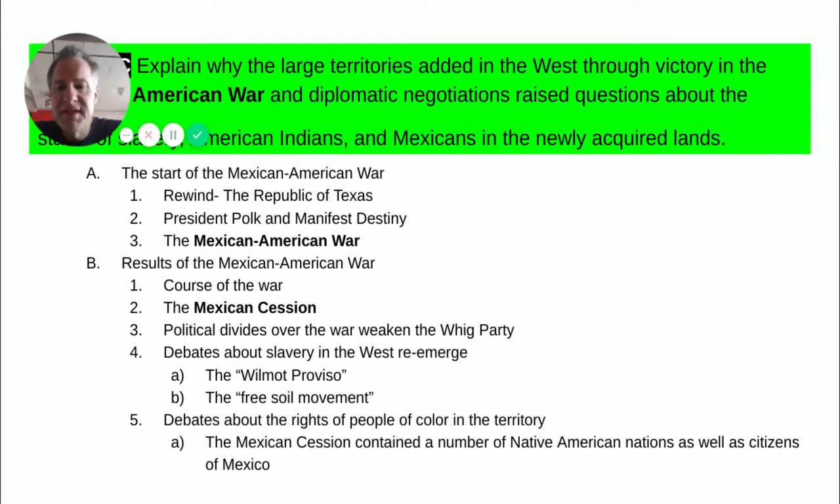There was also a debate that emerged about what to do with slavery in the new Mexican Cession territory. Congressman David Wilmot, who was a Democrat from the North, introduced what's called the Wilmot Proviso in the House of Representatives. And this was a clause in a bill that was to fund the war that said that any territory acquired from Mexico would be closed to slavery.